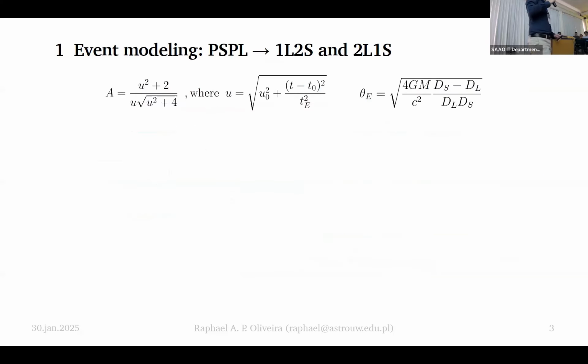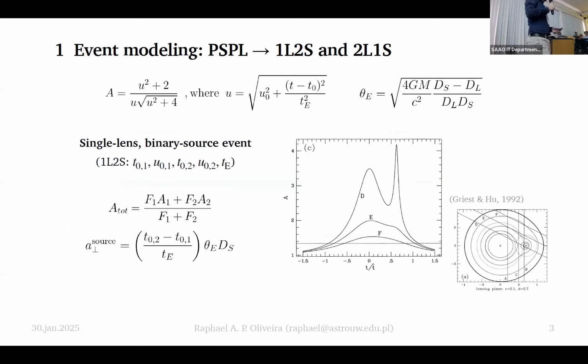So we know that the magnification of a point source, point lens is given by the Paczynski curve. We have the three parameters there in terms of the Einstein radius. And for binary source, it's quite simple. You have 5 parameters. The total magnification is the superposition of the PSPL, more or less. And the source separation is given in terms of the parameters, and the distance of the source.